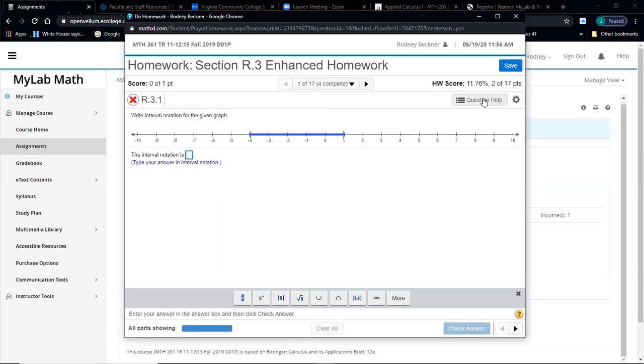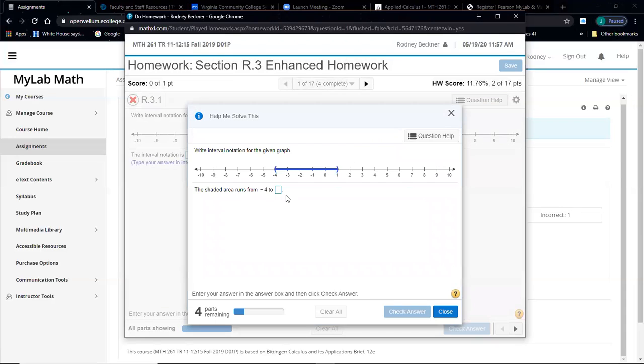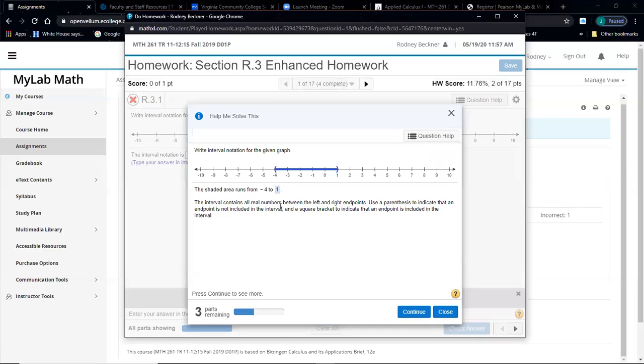So then you can go, oh, okay, well, shoot, maybe I should actually hit this question help button. What do we have over here? Help me solve this and view an example. So help me solve this will actually take you step by step and ask you to put info in. So the shaded area runs from -4 to 1. Okay. All right, that's good. I got that part right.